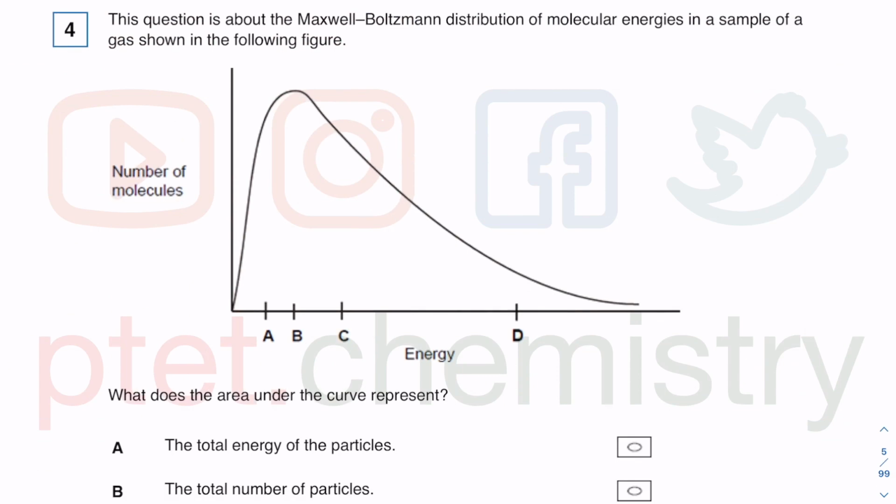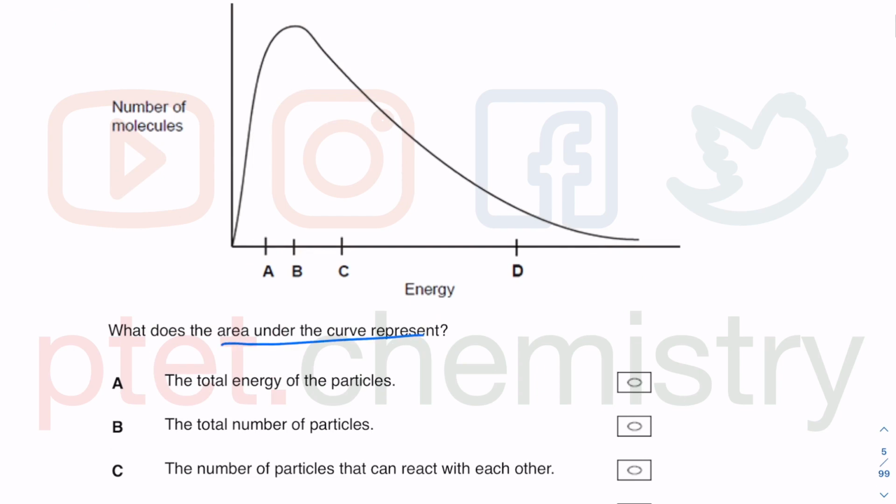Question number 4, so Maxwell-Boltzmann distribution again. What does the area under the graph represent? The total area under the graph means you integrate, that is a mathematical term. You integrate the graph from infinity to 0 in terms of the expression showing you the distribution of energy among the particles. So the total area under the graph will tell you the total number of particles.